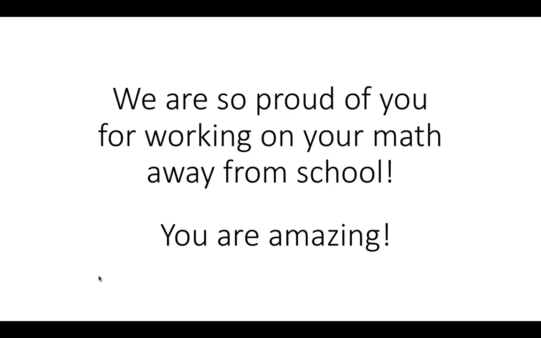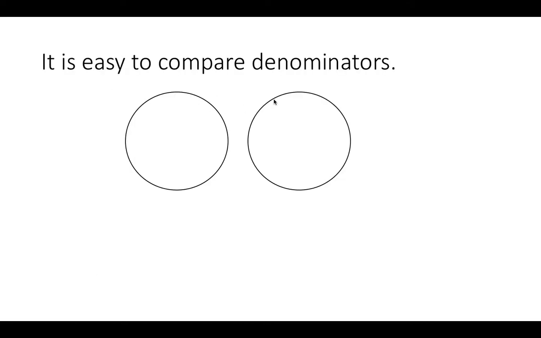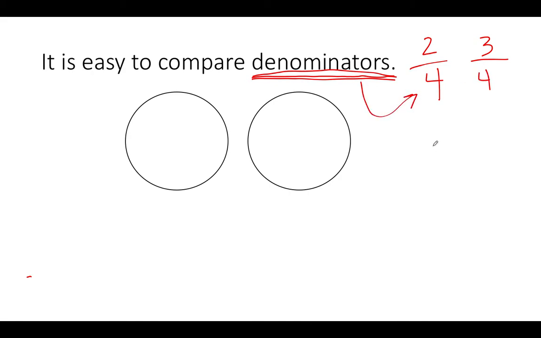You are amazing. Now, it's easy to compare common denominators, and let's stop and really think about why. It has to do with what the denominator represents, with what the denominator stands for. Let's take an example like 2/4 and 3/4, which have a common denominator. Why is it so easy to compare common denominators?